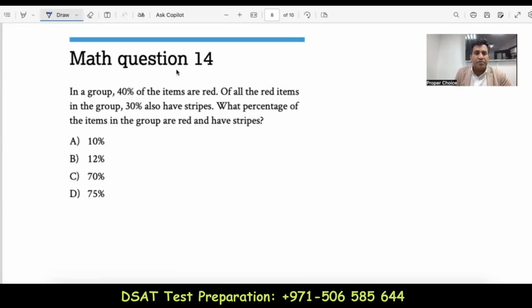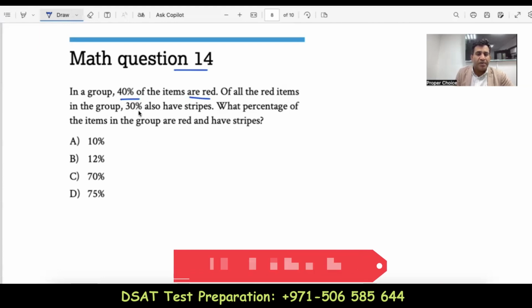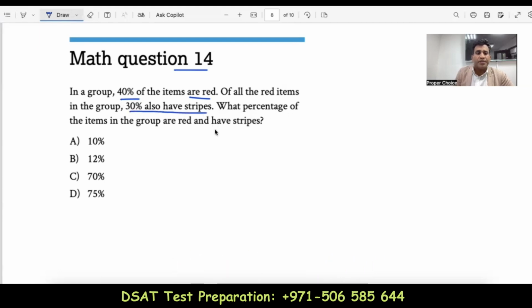Let's work on question number 14 here. In a group, 40% of items are red. Of all the red items in a group, 30% also have stripes. What percent of items in a group are red and have stripes? It's basically a question related to percentage. As I don't know how many items are there in a group, you can consider the number of items in a group as x, or you can also consider it as 100. Doesn't matter, 100,000, whatever.